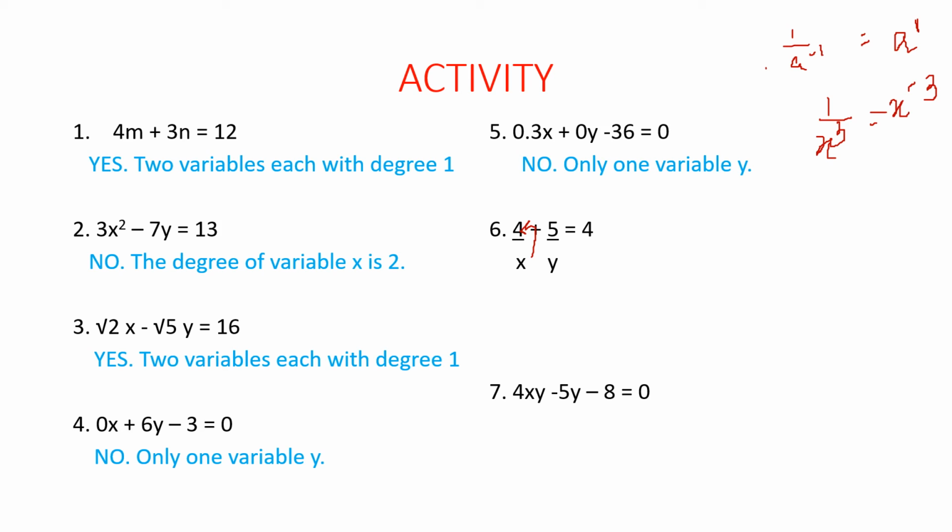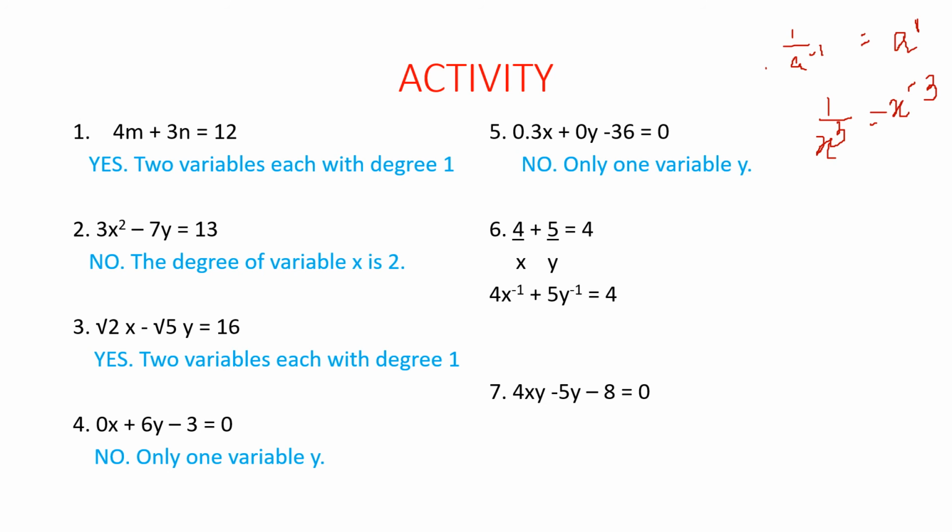So similarly, when this x will go up, here the degree is 1, so it will become x raised to minus 1. And similarly, when this y will go up, it will also become y raised to minus 1. And hence, we will get our equation as 4x raised to minus 1 plus 5y raised to minus 1 is equal to 4. Since we are having the degree of x and y as minus 1 and not 1, we say that this is not a linear equation.